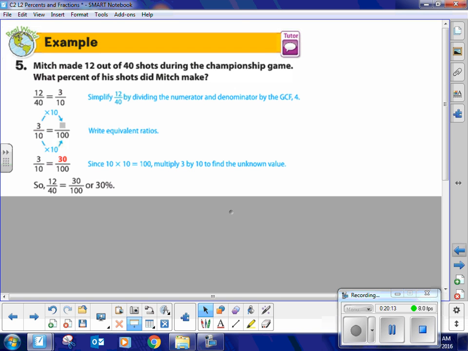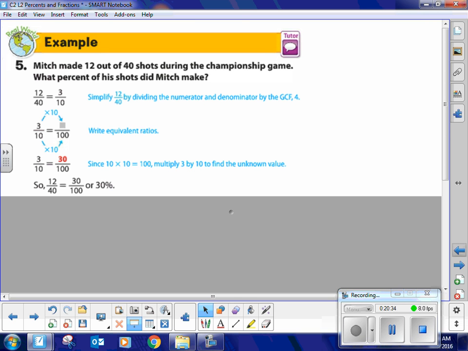They pull out the greatest common factor between 12 and 40. That's 4. You divide them both by 4, you come up with 3/10. Now you can easily change 10 to 100 by multiplying 10 times 10 is 100. Whatever you do to one number, you do to the other. That takes 3 times 10 is 30. So you got 30 100ths.